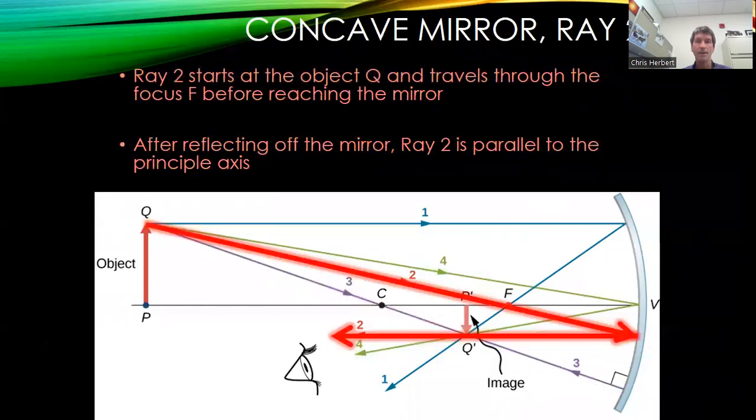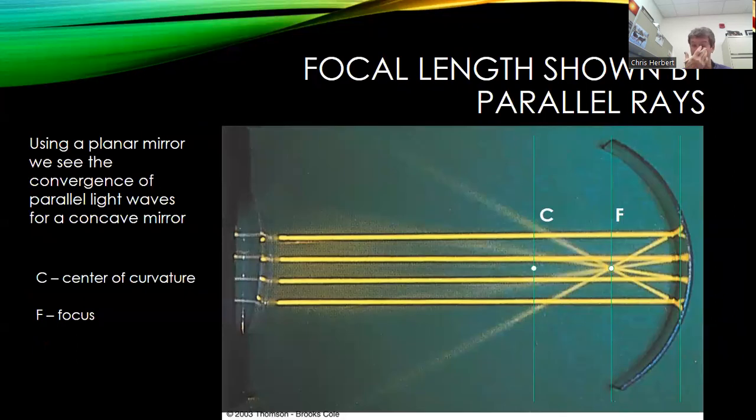So let's go back and look at, again, a bunch of parallel rays coming in and the position of the focus, the position of the center of curvature. And what we can see here is this is the center of curvature, C, and this is the focus right here. And clearly the parallel rays are all converging at that point, F right there. So we would define the distance between F and the mirror as our focal length.